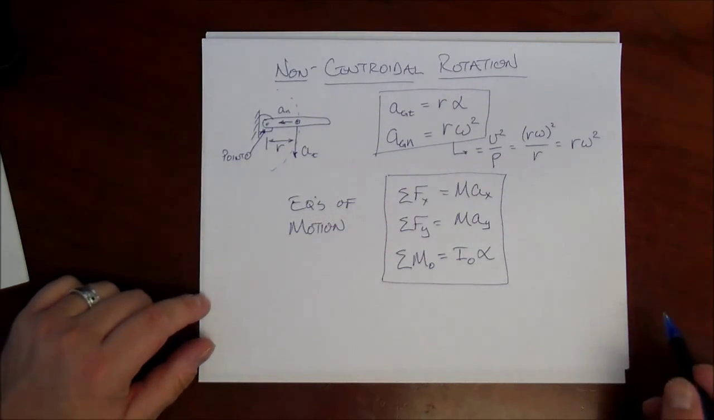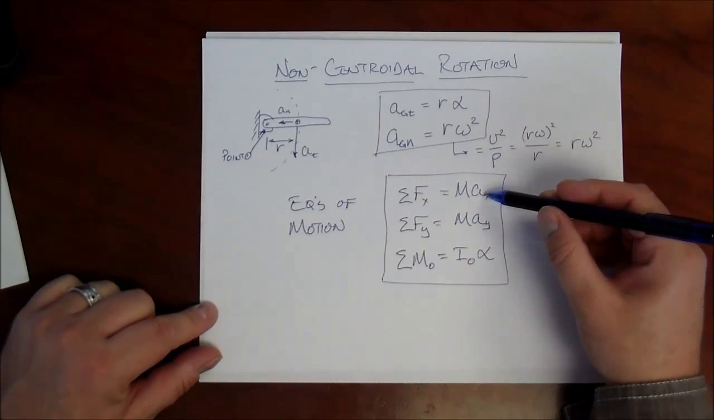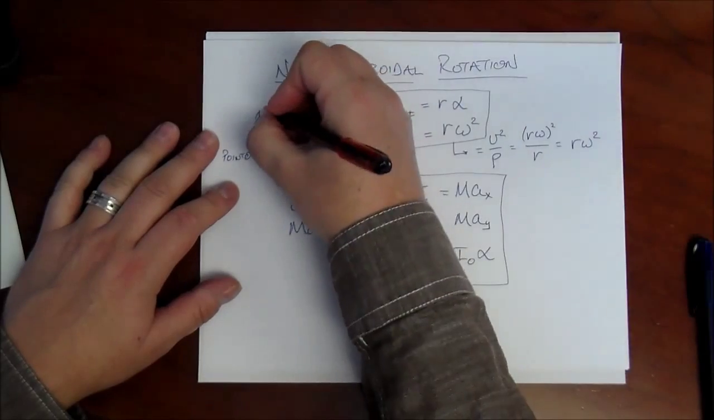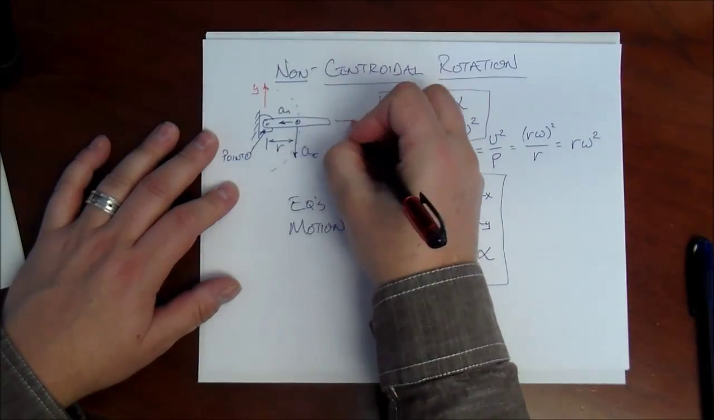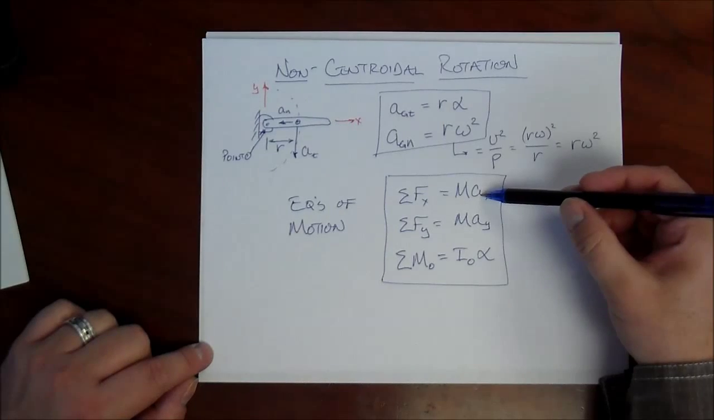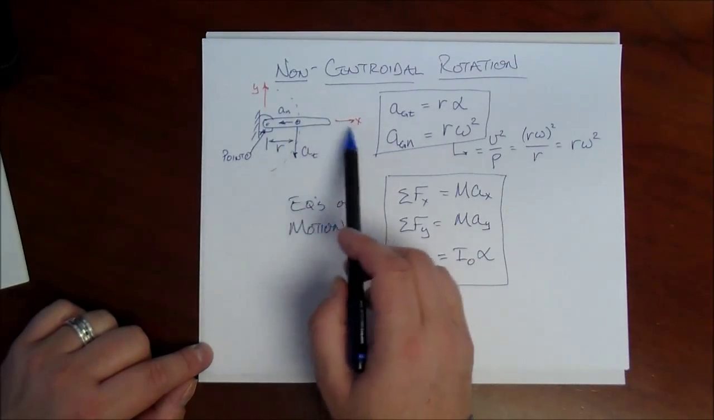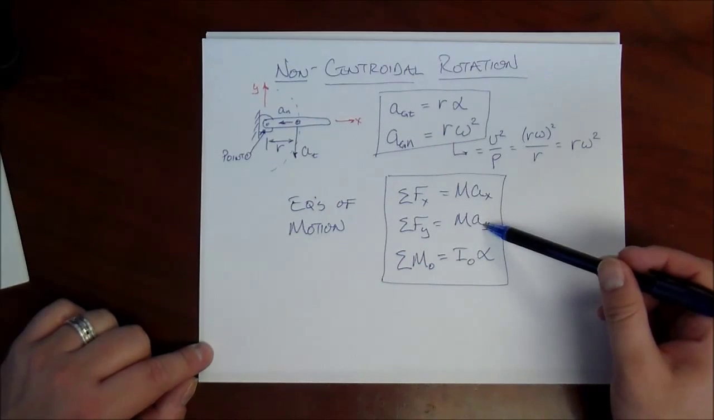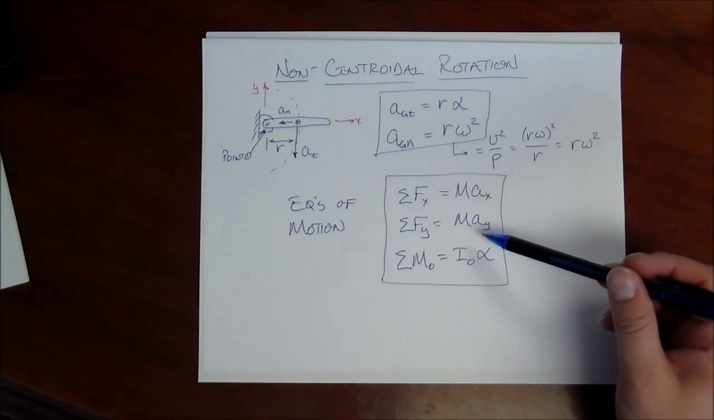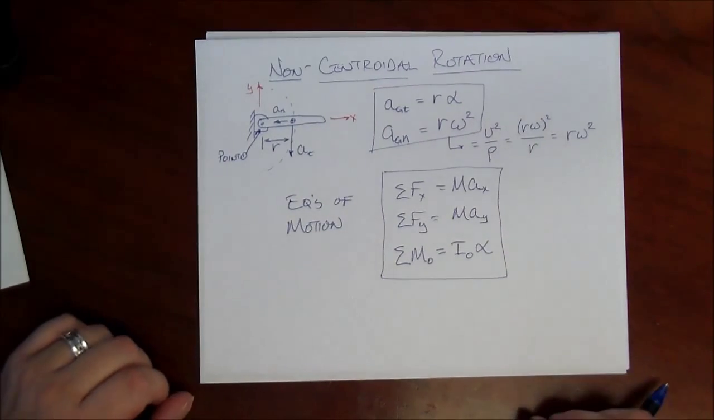So these are the equations of motion that you will use for non-centroidal rotation. Now note, depending on how you pick your coordinate systems, in this case, if I said this was y and this was x, there would be a relationship between the acceleration in the x direction and the acceleration in the normal direction, because they're opposite directions, and a relationship with the acceleration in y, because of the way I chose my coordinate systems. We'll see more about this when we do examples.